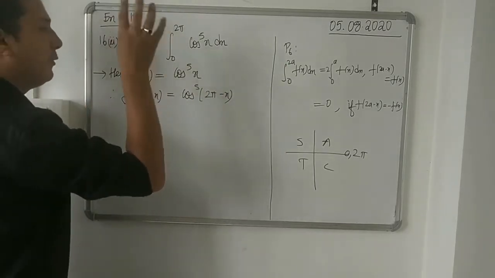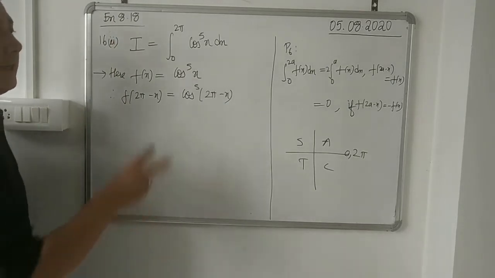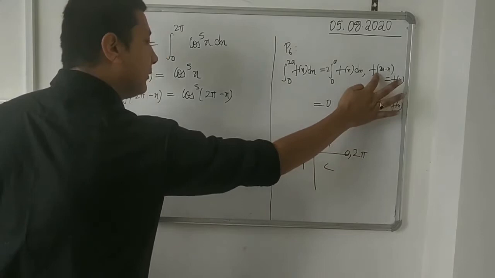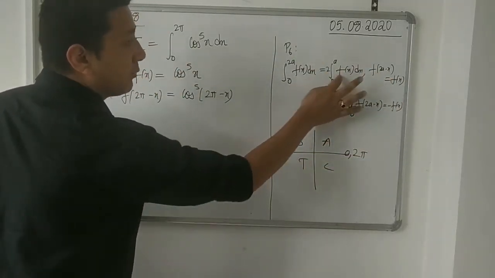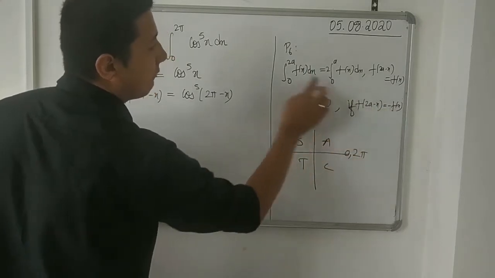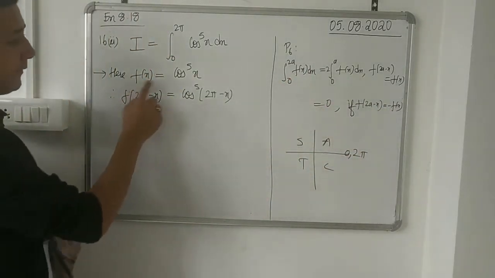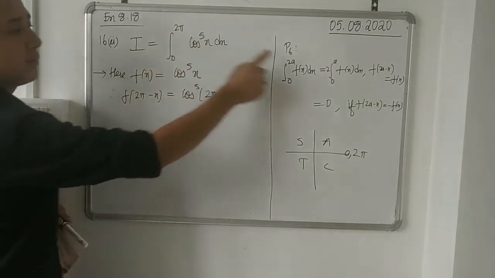Now I know I have to use property 6. Anyhow, I have to use property number 6, and if I have to use property number 6, I have to check this too. Either this or this. If I'm getting this, I have to use this is equals to this, and if I'm getting this, then I have to use this is equals to this straight away. Okay, now here fx is cos to the power 5x. What is my upper limit? 2 pi. So what will I check?